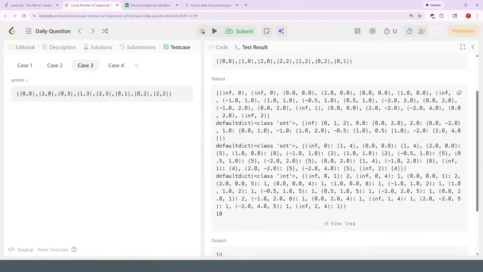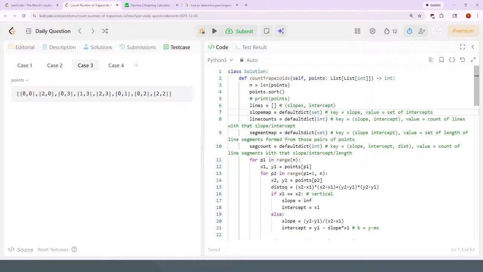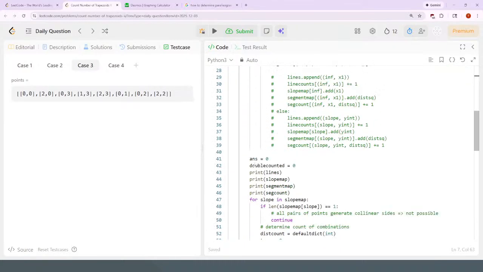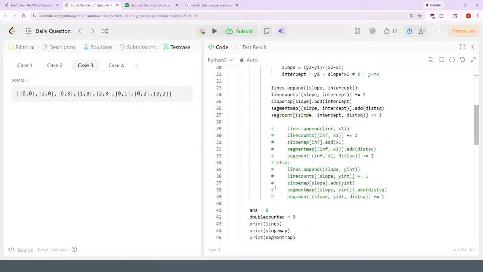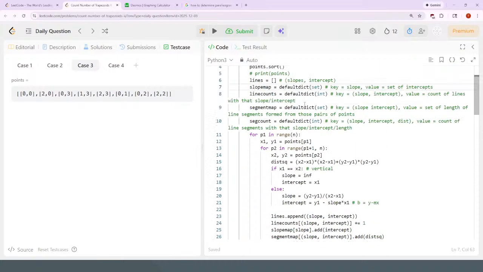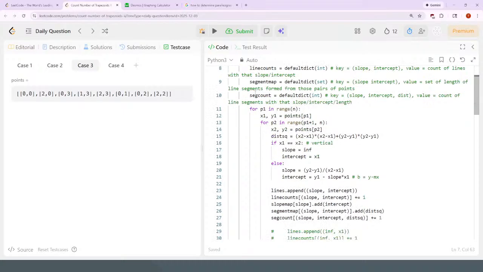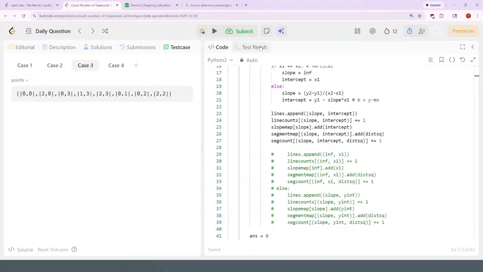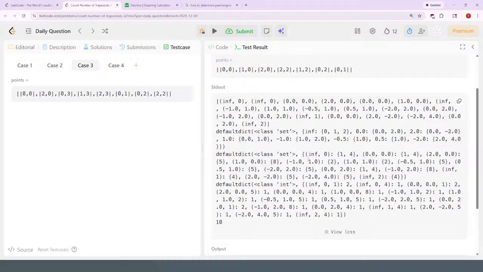And then the next set, this should be the segment map, which maps for each slope and y-intercept the set of segment lengths. The set of segment lengths. So, oh boy, infinity, 0.